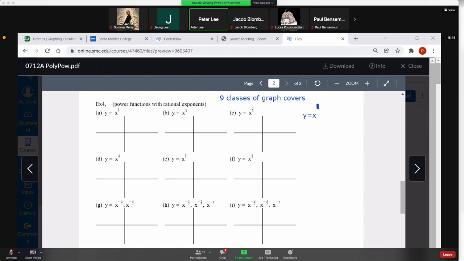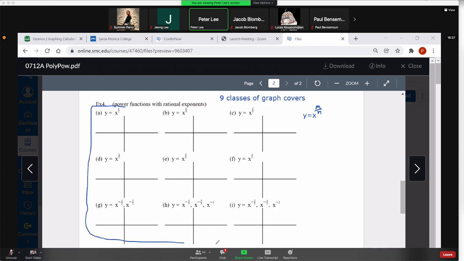M over n power. What is it? M over n power. Okay? Yeah, the m kind of looks weird. You know what? Let me write this in. So this is m over n. So this covers all power functions with rational exponents.